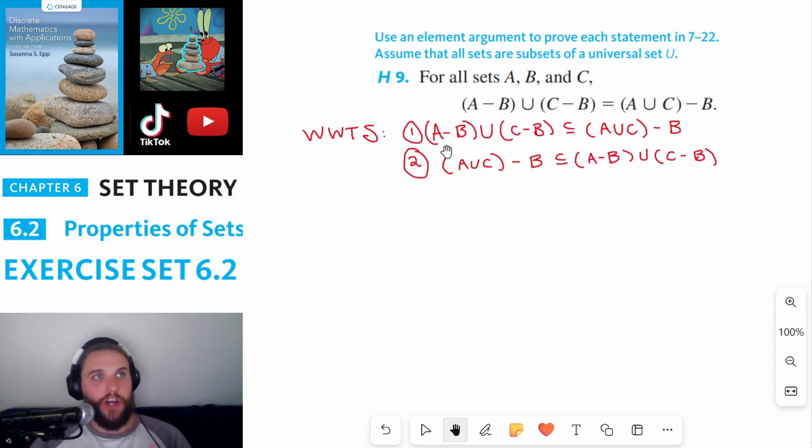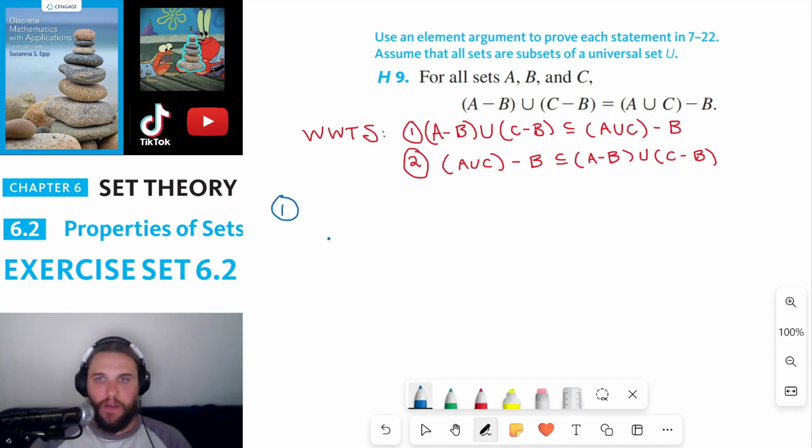Basically, we want to show that (A minus B) union (C minus B) is a subset of (A union C) minus B. And we also want to show that the other set, (A union C) minus B, is also a subset of (A minus B) union (C minus B). Let's start with proving the first part.